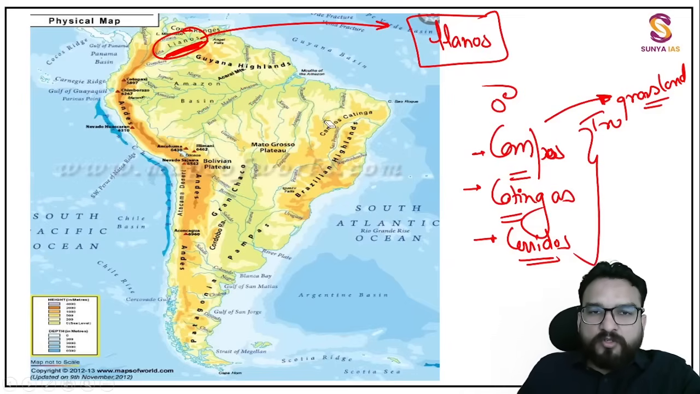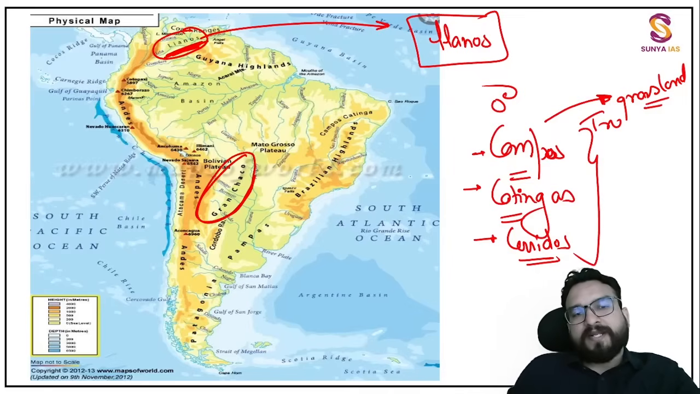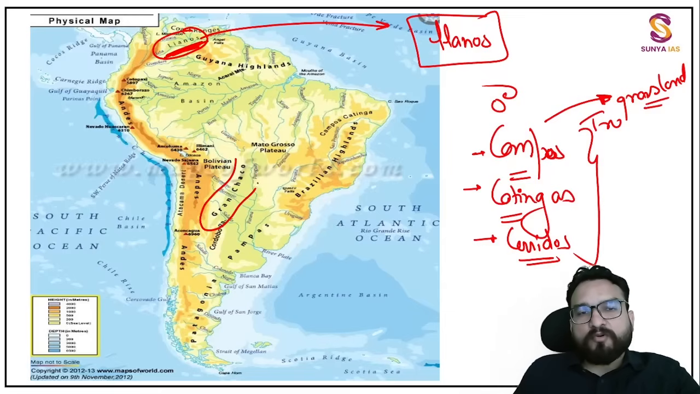Then there is one more over here you will be finding, that is your Gran Chaco. Gran Chaco you are finding in between the tropic and temperate region, because the equator will be passing from here, right? But what's important to understand is it is also a type of grassland, involving the Bolivian plateau, Paraguay over here, Argentina over here, and Brazil over here, right? Brazil will also be involved in this particular Gran Chaco region.